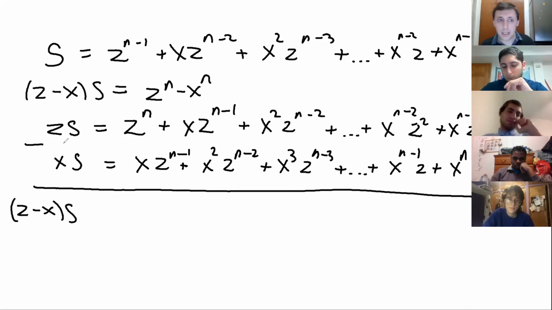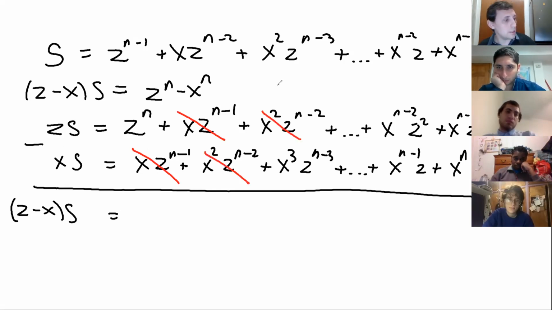I hope you see that. It's ZS minus XS, I can factor out an S, yes? Z minus X times S is equal, and now look what happens here, guys. Now look carefully. Look at this term, X Z to the n minus 1. The second term of the top line cancels with the first term of the bottom line. Similarly here, look at it.